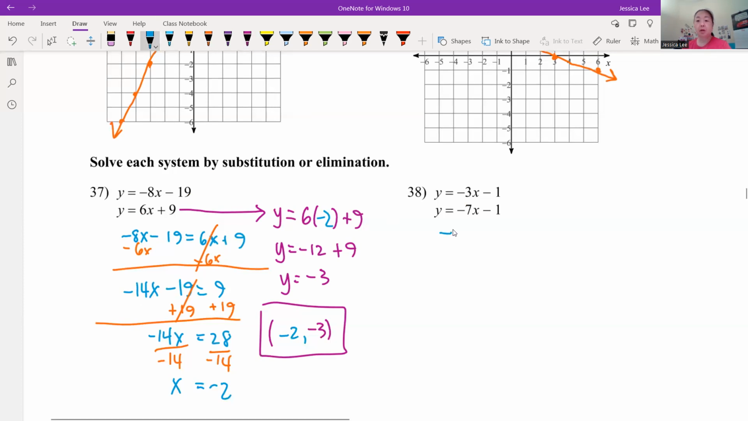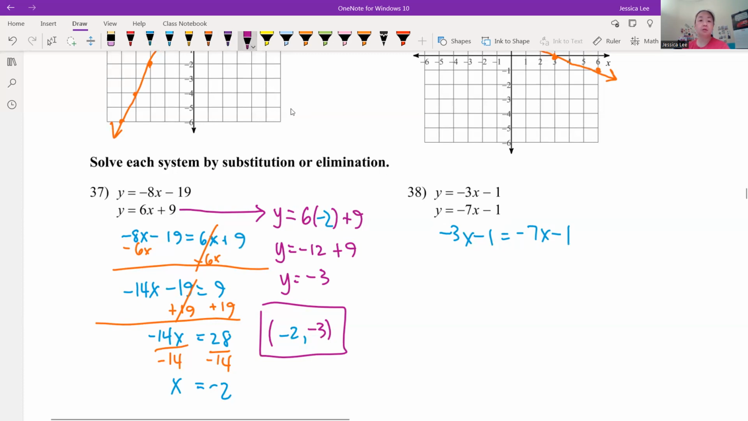There we go. So negative 3x minus 1 is equal to negative 7x minus 1. So in this case, substitution is much easier because you can just set up the equation. We've solved these kinds of equations before, right? So negative 3x minus 1 is equal to negative 7x minus 1, right? Why? Because they're both equal to y.